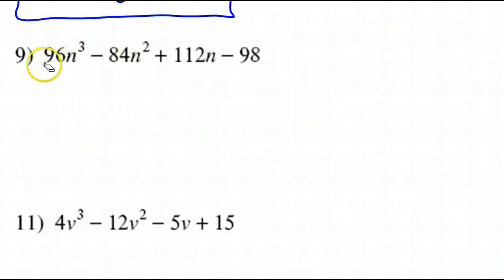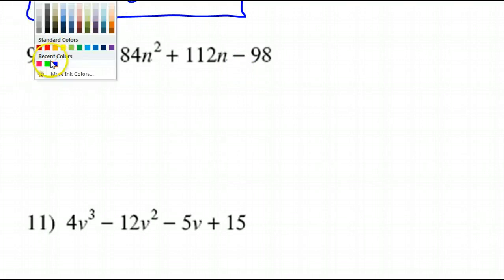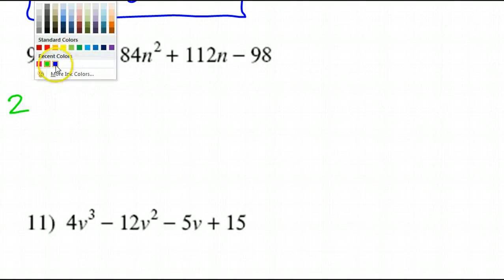Alright, when the numbers are big like this, sometimes it can be tough to see what the greatest common factor is. However, it is clear that these are all divisible by 2 because they're all even. So let's start with that. So we're going to pull out a 2 in front of everything and put a big giant parentheses.